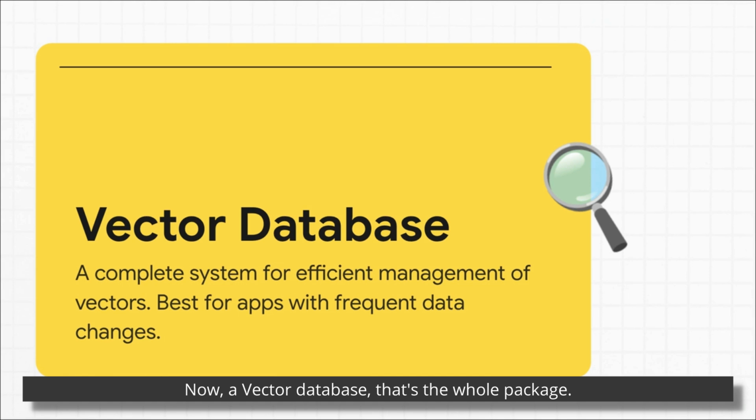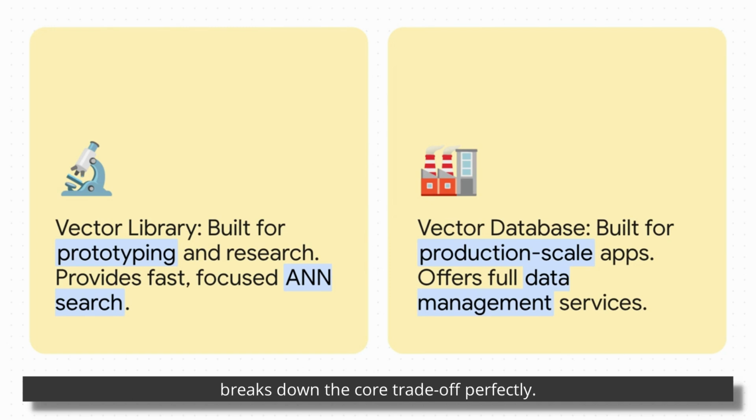Now, a vector database, that's the whole package. It's a complete system built from the ground up to store, manage, index, and query your vectors. It handles all the heavy lifting, things like data consistency, backups, and scaling. This is what you're going to need for production applications with data that's constantly changing, like a real-time e-commerce recommendation engine. And this right here breaks down the core trade-off perfectly.